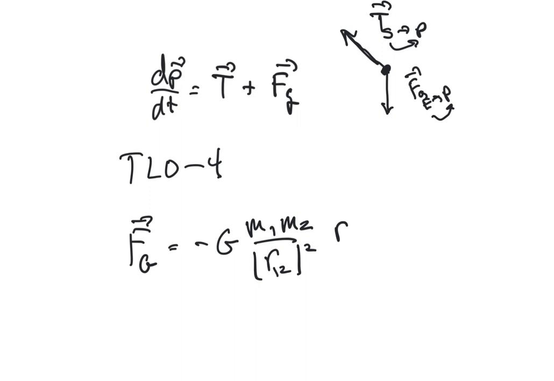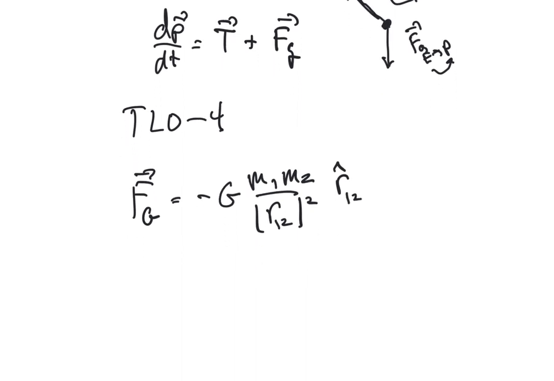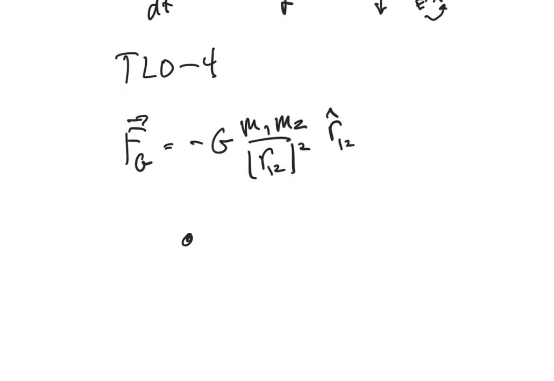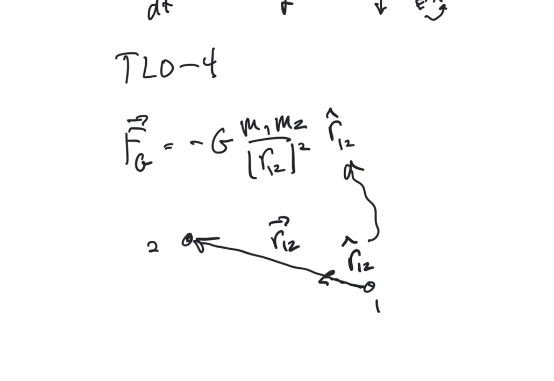And then there's r12 hat. So what would I draw here? I'm going to say, here's mass 1, here's mass 2. R12 is going to be a vector that looks like this. So that's the r12 vector. There's a unit vector in the r12 direction. I call that r12 hat. That's this guy. And this is the gravitational force of mass 1 acting on mass 2. So if I were going to write it out completely, that would be the way I'd write it.